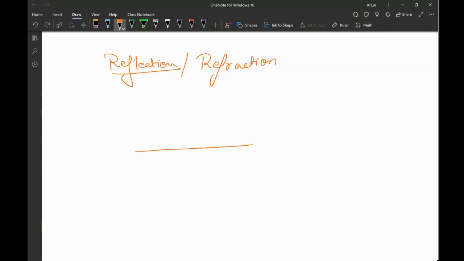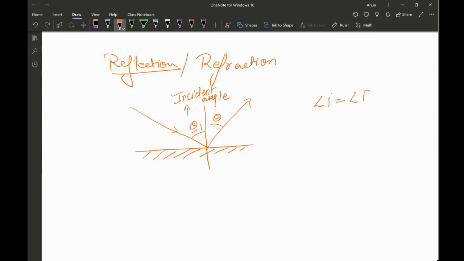So let's say if this is a surface and this is a mirror and the light falls on the surface of the mirror, and this is falling at an angle of, let's say, angle theta, and this theta is also called the incident angle. So if it falls at the angle theta, it's going to get reflected also at the same angle theta. So angle of incidence is equal to angle of reflection.